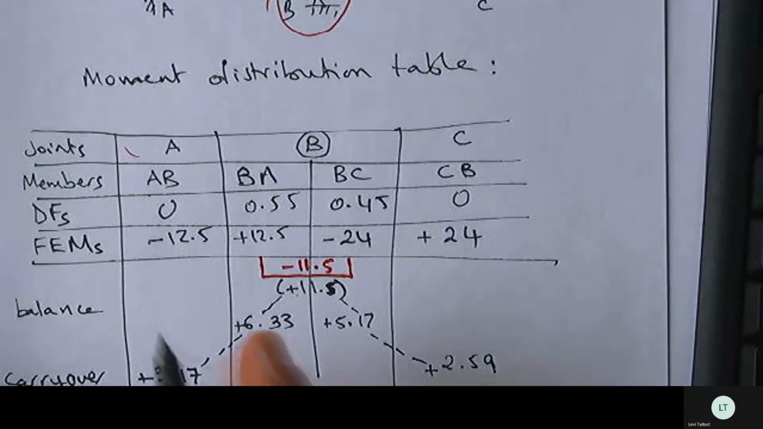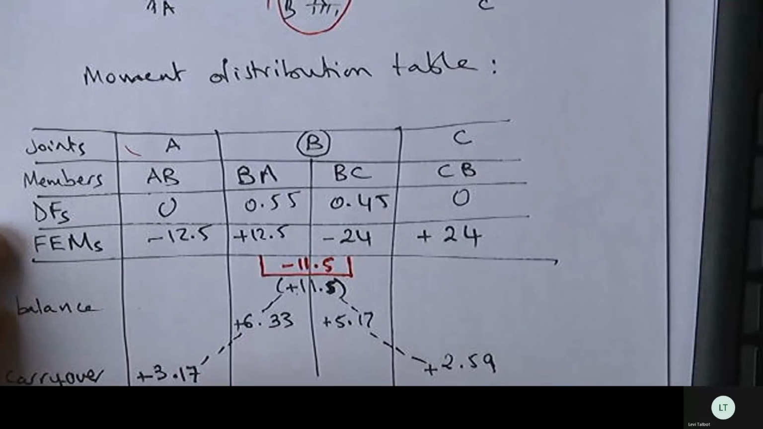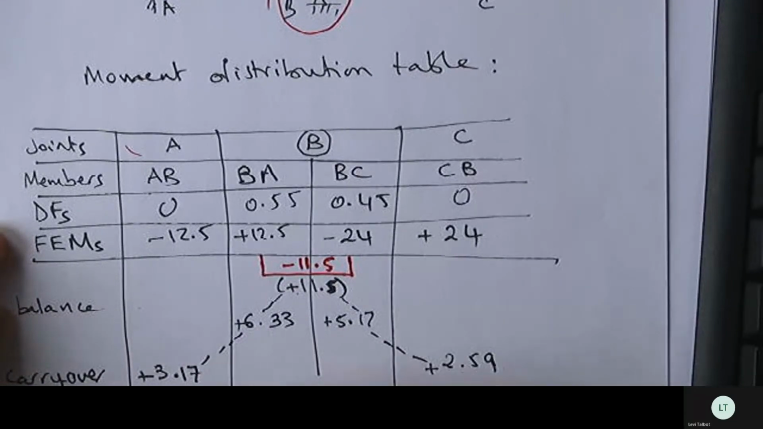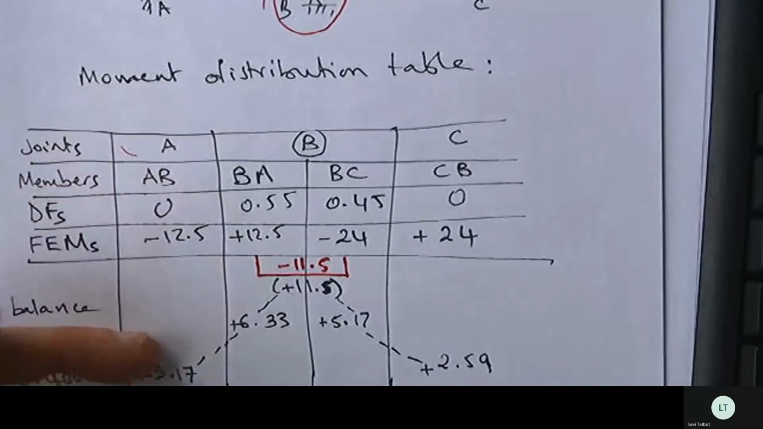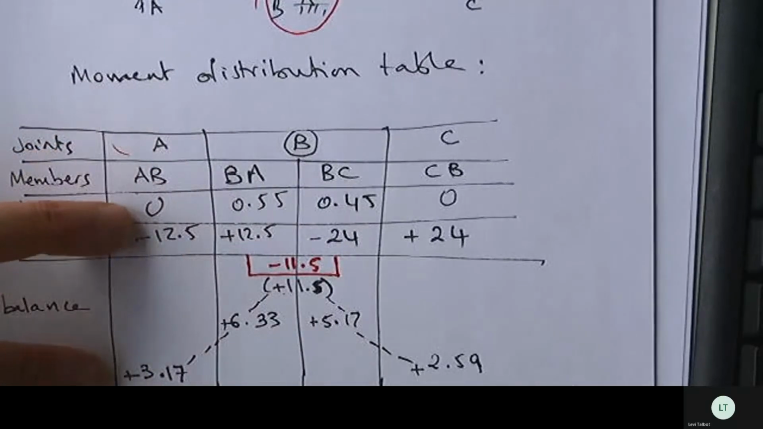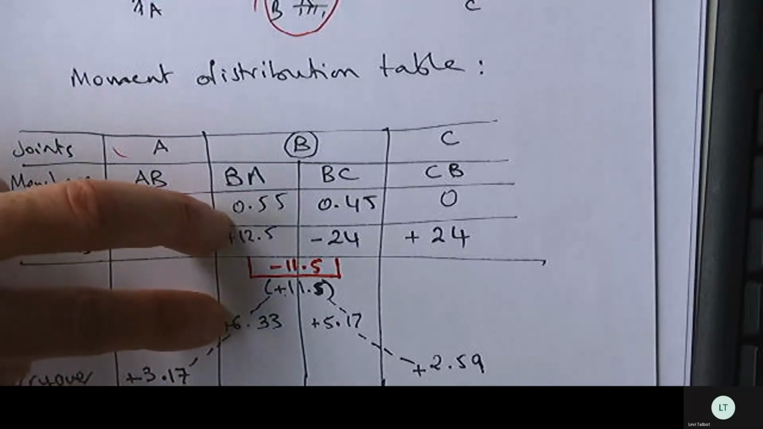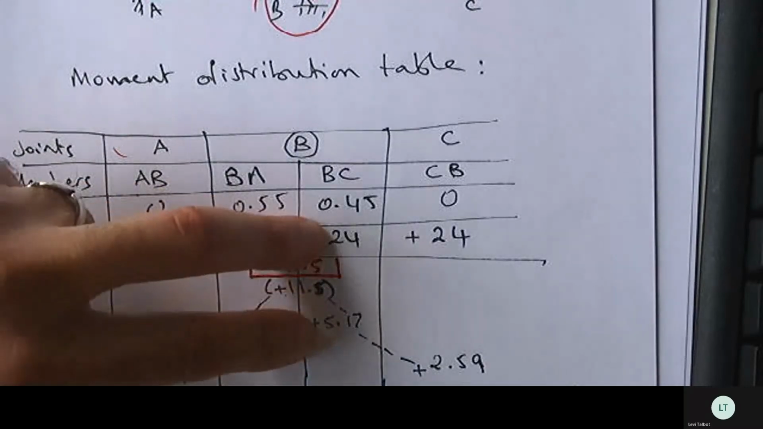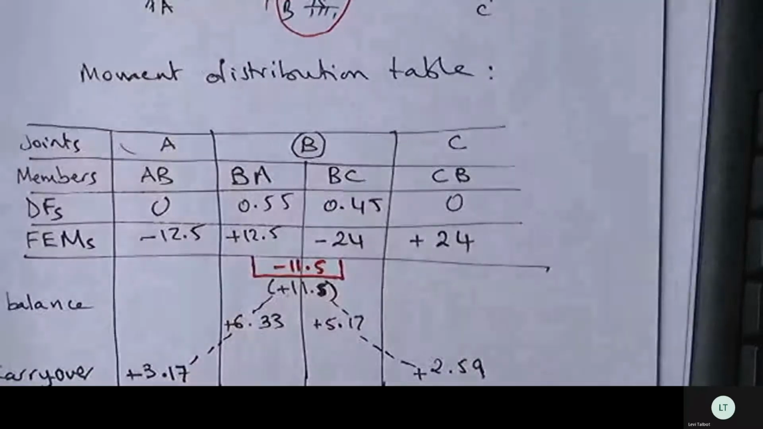Now what we do, we have balanced, we have carried over. So now I'm going to draw a line here. Can you add this moment for me, please? The fixed end moments with the moments in the table, not the balancing and the negative, but this here. So minus 12.5 plus 3.17, 12.5 plus 63, minus 24 plus 517, and then plus 24 plus 259, and put the answers here.